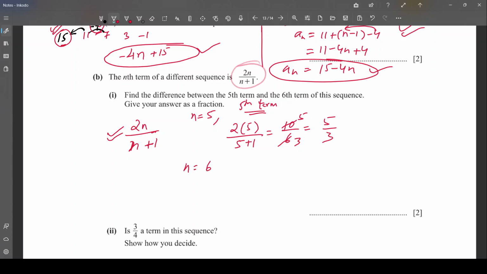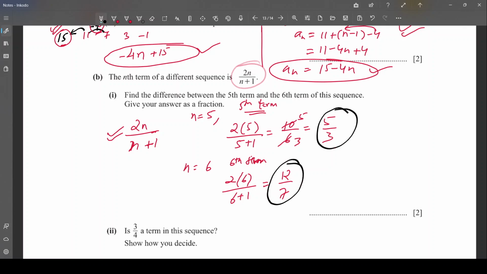And if I put n as 6, I'll get the 6th term. So 2 into 6 divided by 6 plus 1 equals 12 divided by 7. So the 5th term is 5 by 3 and the 6th term is 12 by 7. We need to find the difference between these two terms, so we have to subtract: 12 by 7 minus 5 by 3.